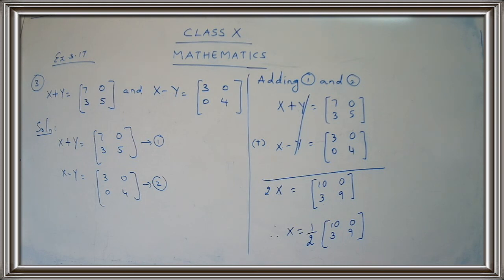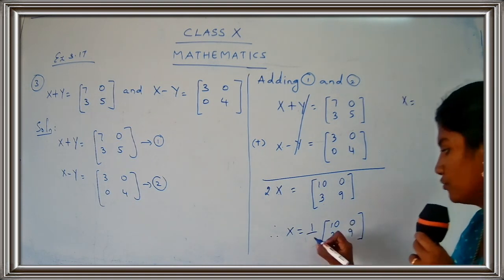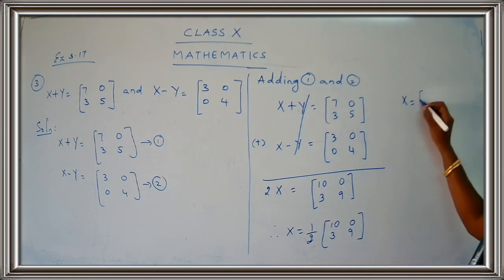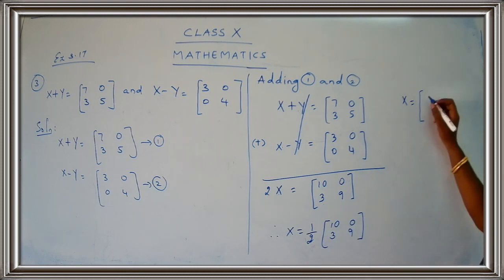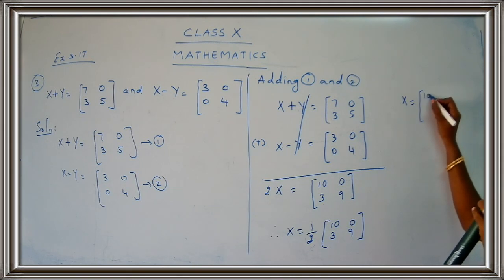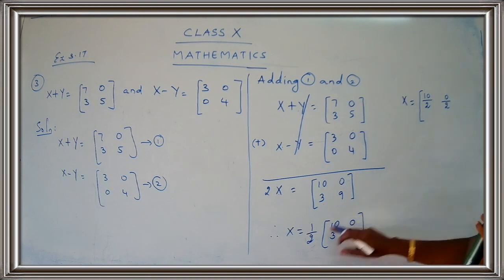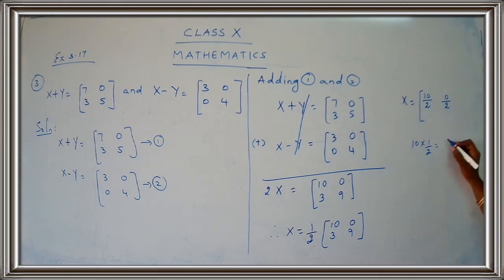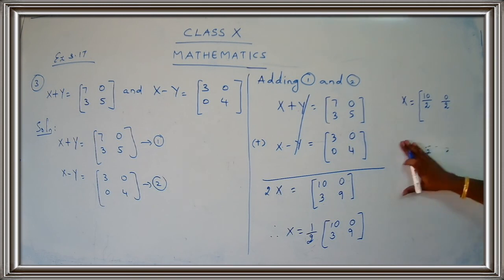Let us write the value for x, children. Now we are just going to multiply by half. You can just write smaller, no need to write so big, children, you can just write it as it is. So I am going to multiply 10 by half. What is 10 by half? It's 10 upon 2, 0 upon 2, because this is like 10 into 1 upon 2. So what do you get? 10 into 1 upon 2 means 10 upon 2. 0 into 1 upon 2 means 0 upon 2, and so on.